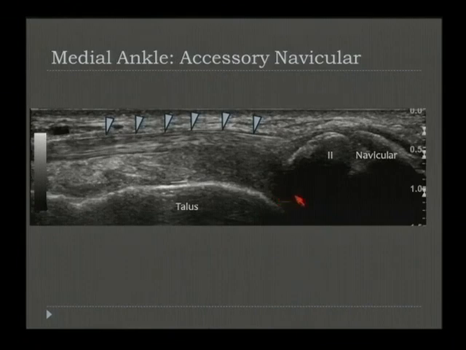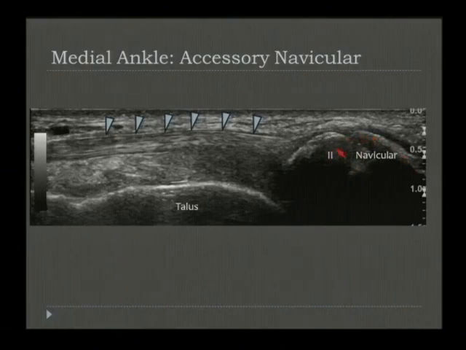I thought I'd show you an accessory navicular bone. This happens to be my foot. I was having a little bit of pain after running and decided to ultrasound my foot. I saw this nice example and decided I had to show it in the lecture. So this is the posterior tibial tendon. You can see this rather large ossicle, and then this is the navicular bone.